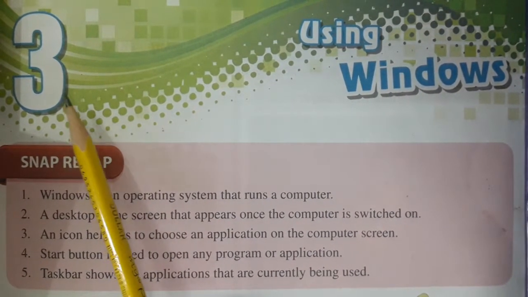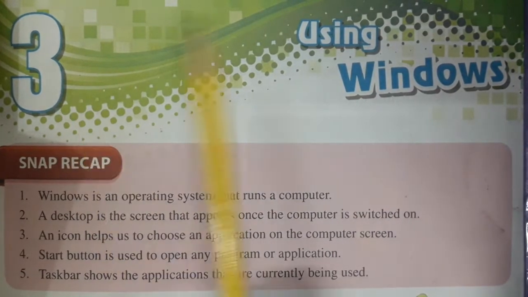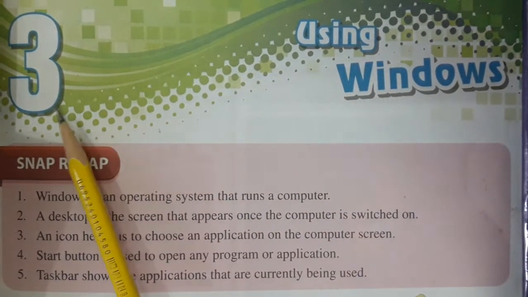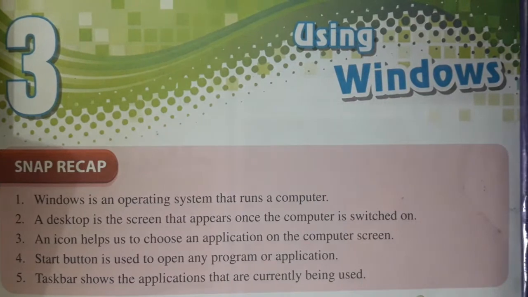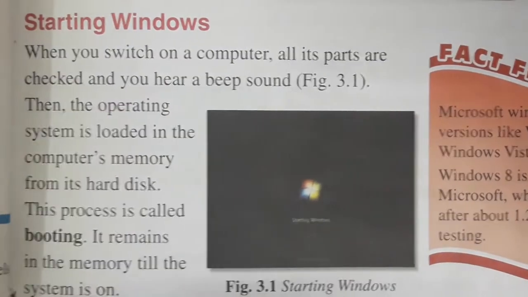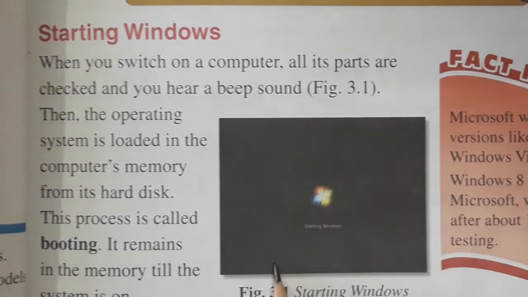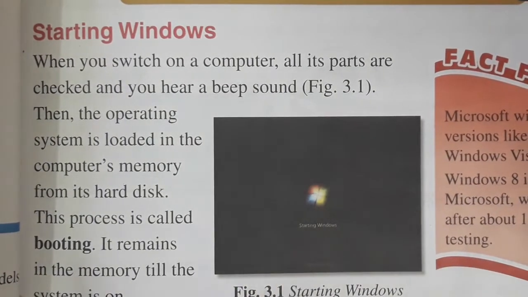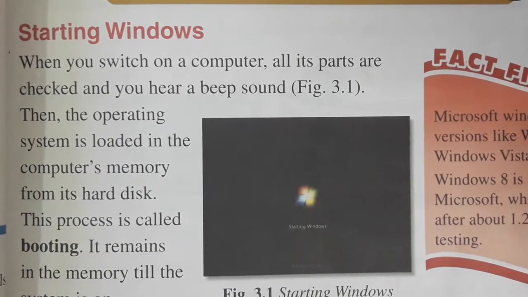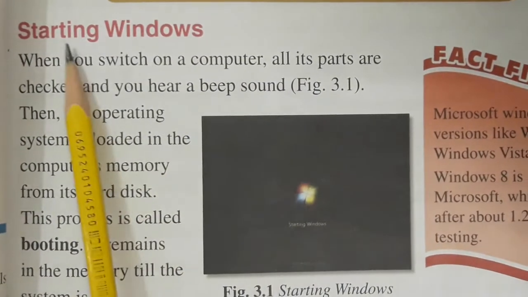Today we are doing reading of a chapter using Windows. So open your computer books, page number 25. Students, in this chapter we will learn about desktop, taskbar, icons, parts of a window, and shutting down a computer. So let's start reading. Starting Windows.